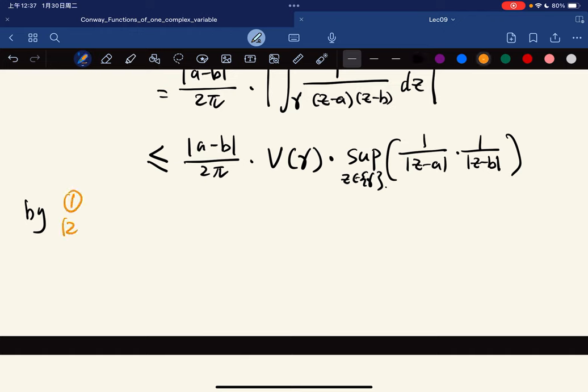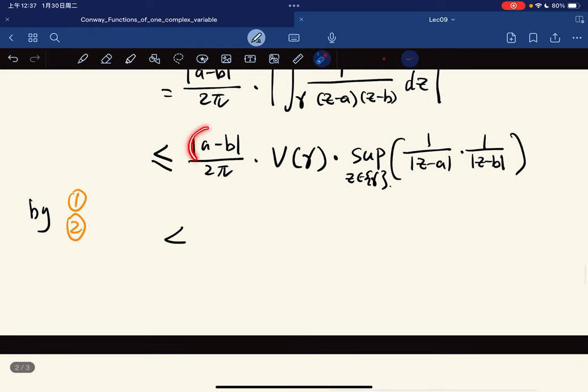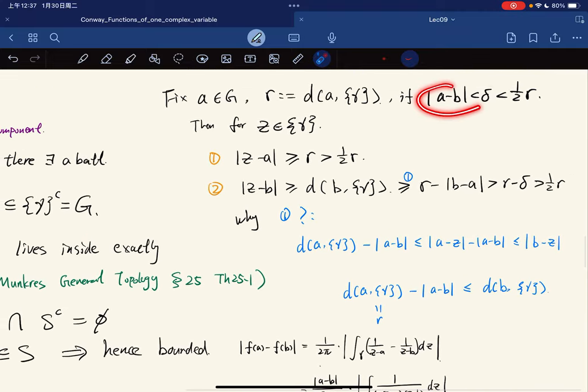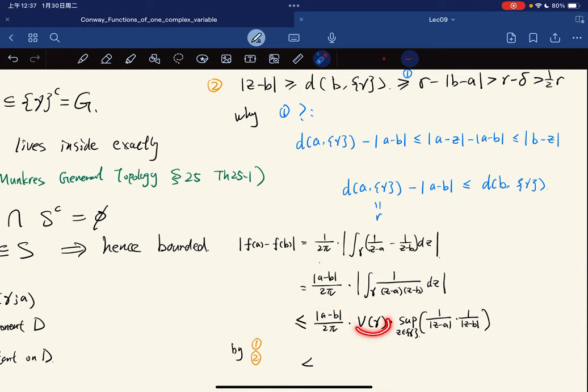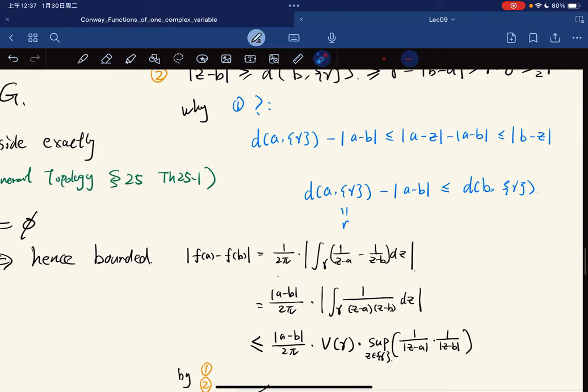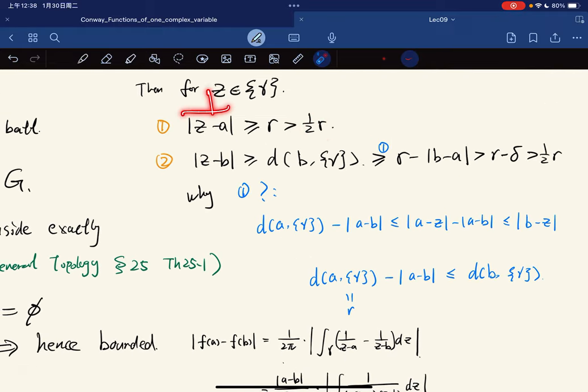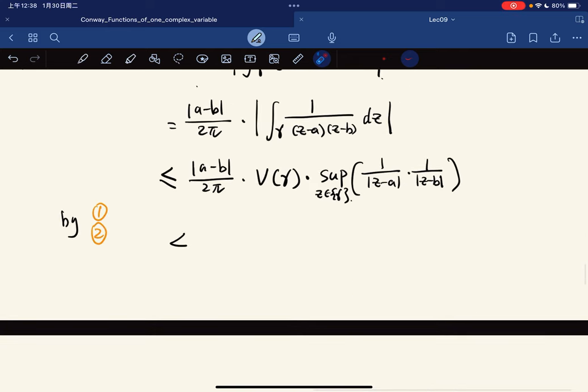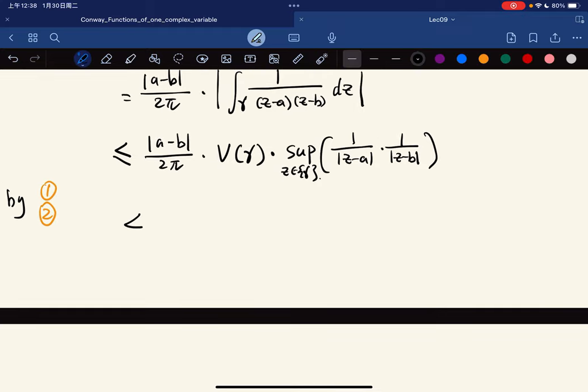But by 1 and 2, right? This thing is less than, we have a minus b. Okay, we have a minus b is less than delta here. And this is a constant, we keep it. And z minus a, well, z minus a is greater than this. So we flip it, it's less than or equal to 2 over r, right? And also this thing is greater than 1, so we do the same thing, right? Which means that we see that four over r squared is an upper bound for this, right? So the supremum must be less than or equal to the upper bound, right?